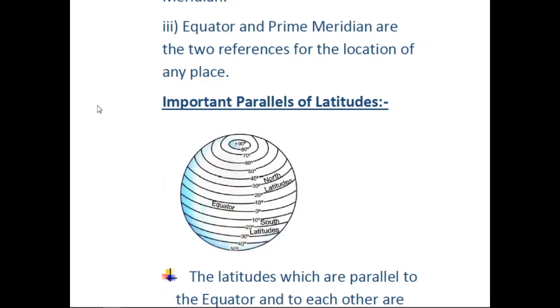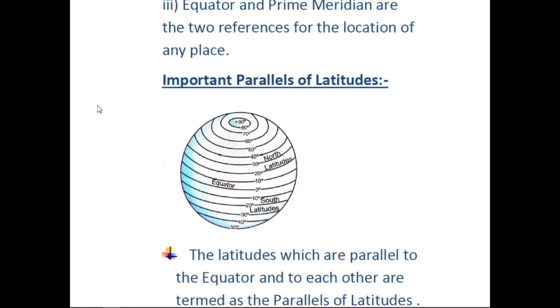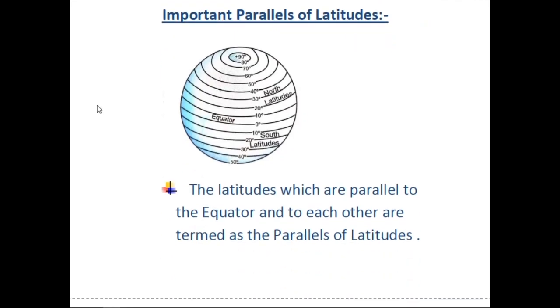Let us discuss the important parallels of latitude, but before that let me say why they are termed as parallels of latitude. They are parallel to the equator and parallel to each other, because of which they are termed as parallels of latitude. Just you see, the equator is there in the middle. The latitudes are drawn towards north and south. There, at the extreme north, where it is written 90 degree, it is just a small circle or a point. Similarly, it is there in the southern hemisphere. The south pole is also a point.